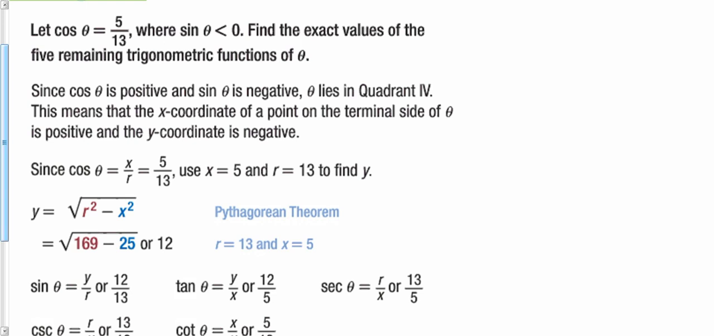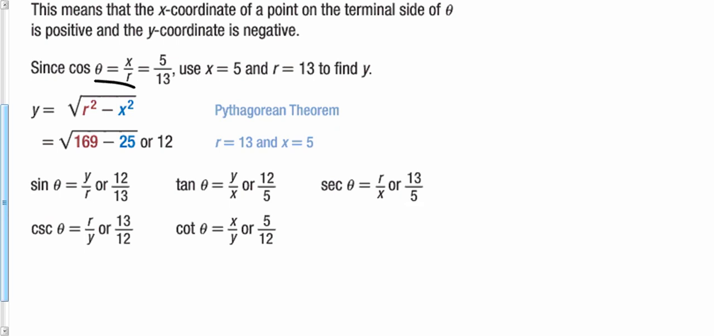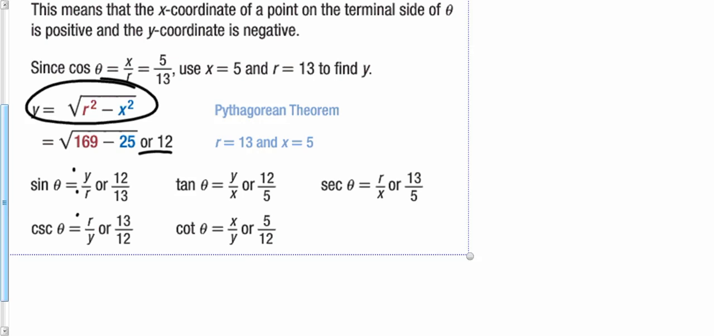Because we know that cosine is x over r, we can use that to find y using the Pythagorean theorem. Once we figure out y, we just plug in our ratios like we did in 4-1. The sine is y over r, the cosine we already have, tangent is y over x, secant is the inverse of cosine, cosecant is the inverse of sine, and cotangent is the inverse of tangent. Once you have one, you can easily get all 5.